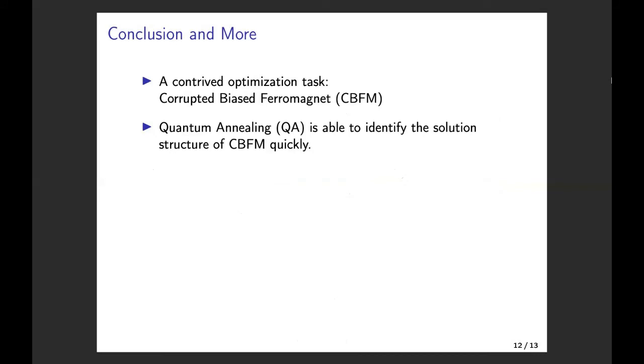In conclusion, we designed an optimization task called Corrupted Biospheromagnet and showed that quantum annealing is able to identify the solution structure of this problem quickly, so that it becomes the fastest in our benchmark.